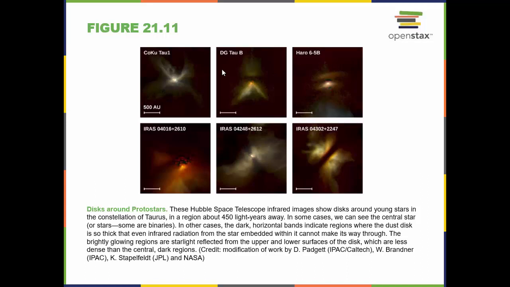In some cases, we can see the center star or stars because some of them are binary, and in other cases, the dark horizontal bands indicate regions where the dust disk is so thick that even infrared radiation from the star can't make it through the clouds. So the brightly glowing regions are starlight reflected from the upper and lower surfaces of the disk, which is less dense than the central portions.